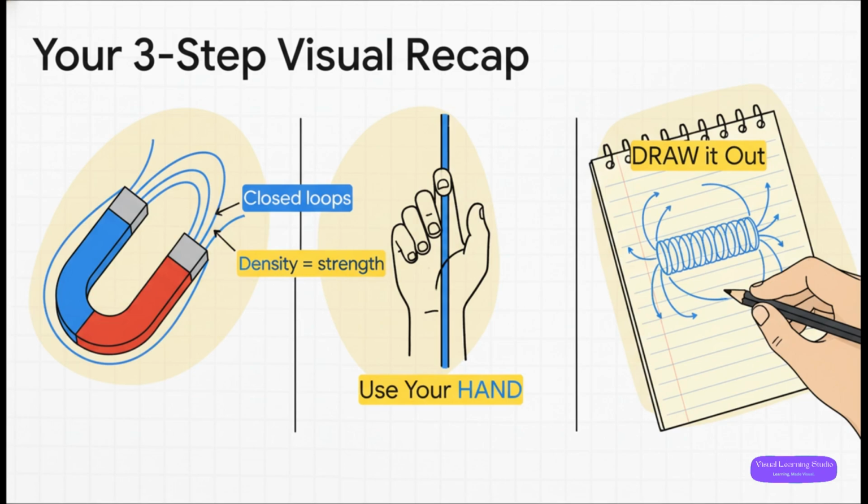And number three, and this might be the most important tip of all, before you even think about numbers or equations, draw it out. Just a quick sketch of the wire, the magnet, and the field lines. This one habit will save you from so many simple mistakes.